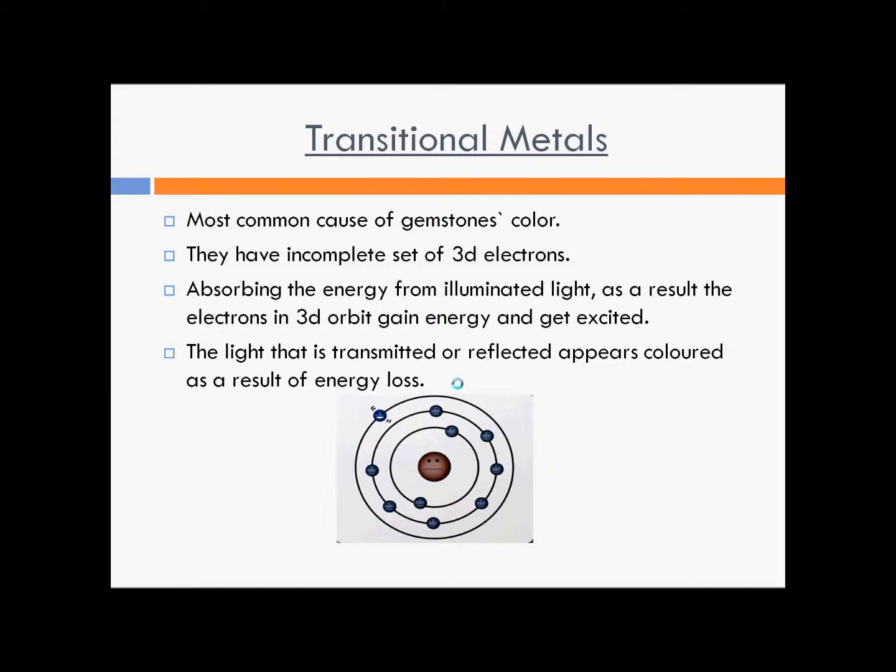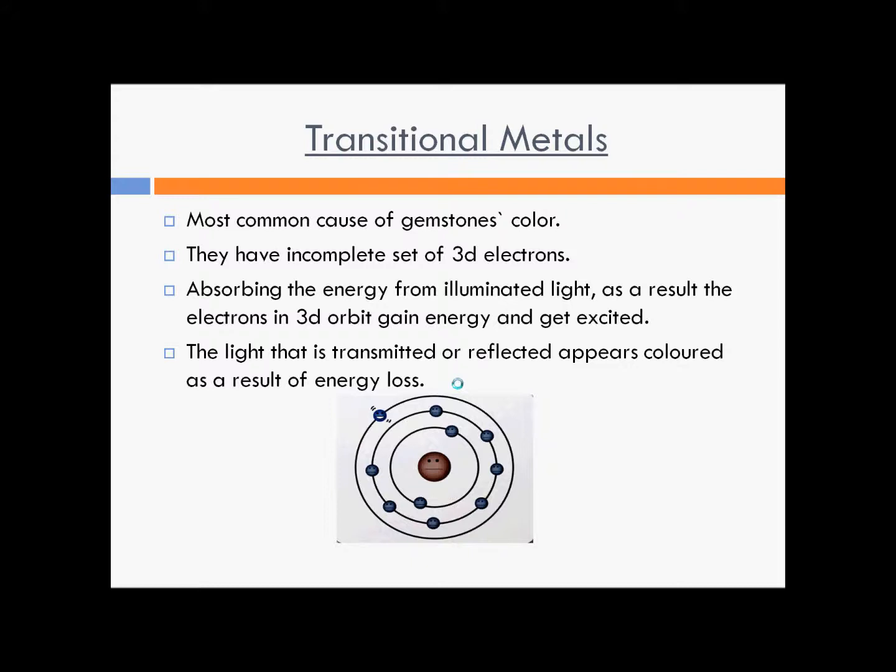Transition metals are metals in which the d orbital is being filled with electrons, and those that are in the gemstones mostly have an incomplete set of 3d electrons. In gemstones, transition metals are the most common cause of different colors. Changes in the energy of electrons of the 3d orbital correspond to the energy of visible light.